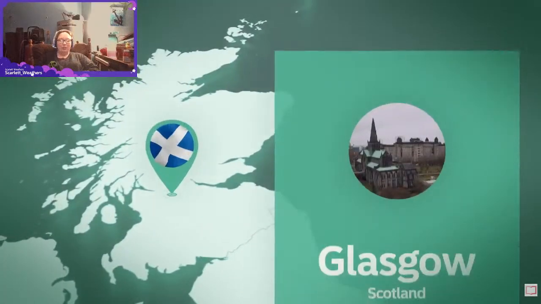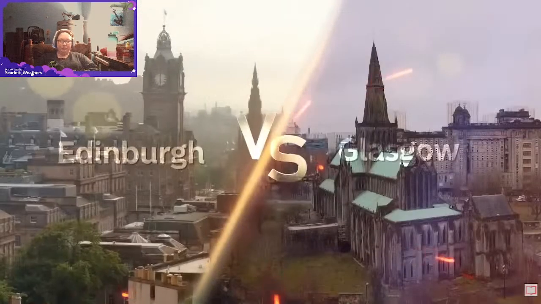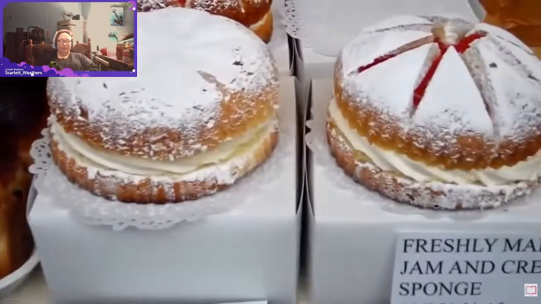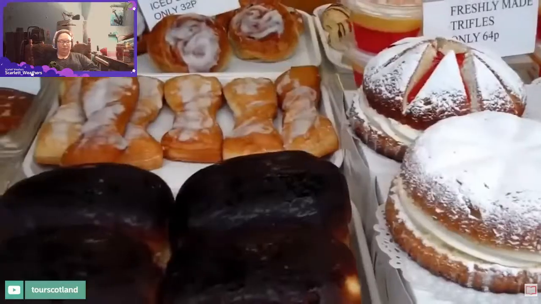We are in none other than Glasgow in Scotland. And who's their rival? Well, Edinburgh, of course. Old Reekie. Not sure who has the better bread today. Maybe I'll take a train and go and find out, but this looks like a strong contender to me.